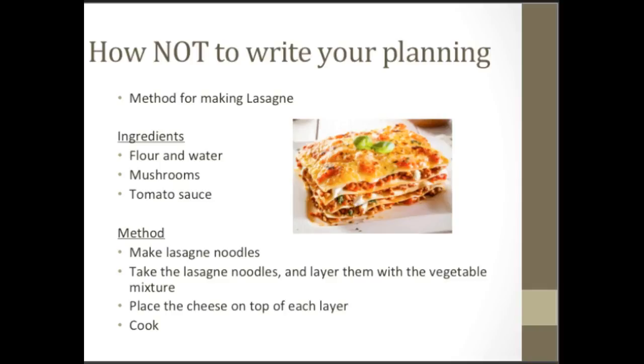If I asked you to make lasagna, here's the ingredients: flour and water and mushrooms and tomato sauce. And the method, I say make the lasagna noodles. Well, you don't have a clue how to make lasagna noodles, unless perhaps you're an expert pasta chef. And then it says take the lasagna noodles and layer them with the vegetable mixture. Well, I haven't explained how to make the vegetable mixture. And place the cheese on top of each layer. Well, I haven't listed cheese as an ingredient. And then cook it at what temperature, for how long.